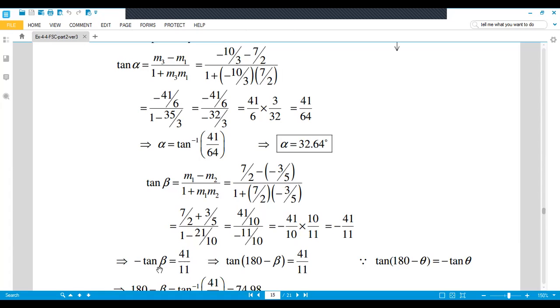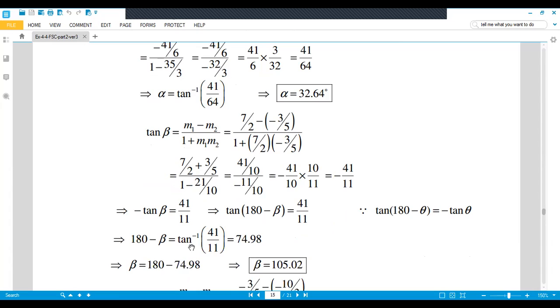So with the negative sign, when you have a negative sign with tan, what will you do? From 180 you will subtract that angle. So 180 minus beta, tan inverse 41 over 11. So what do we get? 180 minus tan inverse 41 over 11. So we get 74.98.